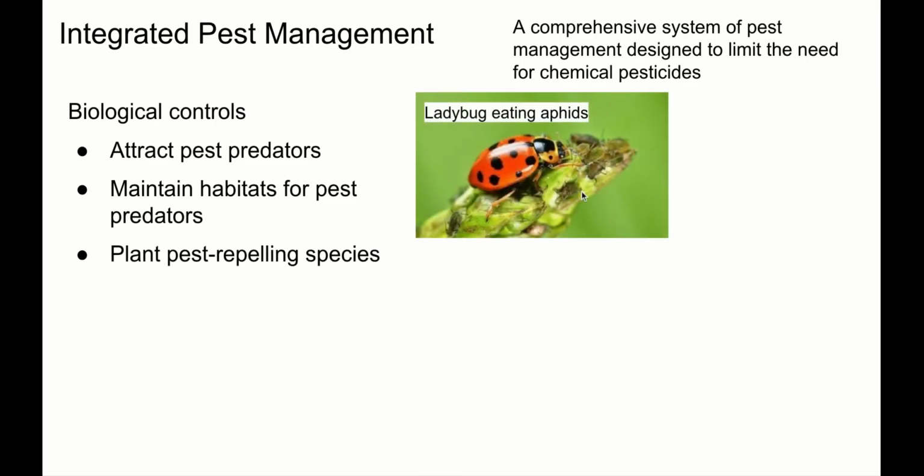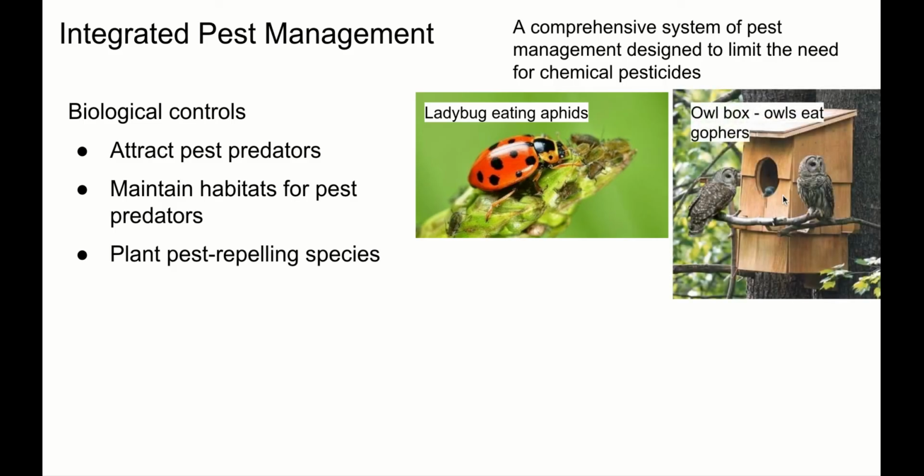Ladybugs eat aphids. Aphids eat a lot of our wheat crops. So if we have a wheat crop that we need to protect that's infested by aphids, we can introduce ladybugs and try to maintain their habitat so they're nice and happy and they eat the aphids for us.